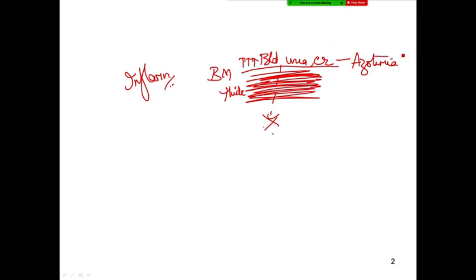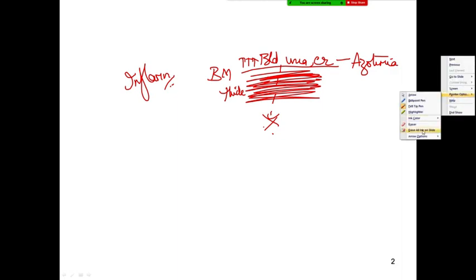So that is all seen in nephritic, but it will of course take some more time. The first change is increase in pore size, hematuria. Okay, so let's move on.